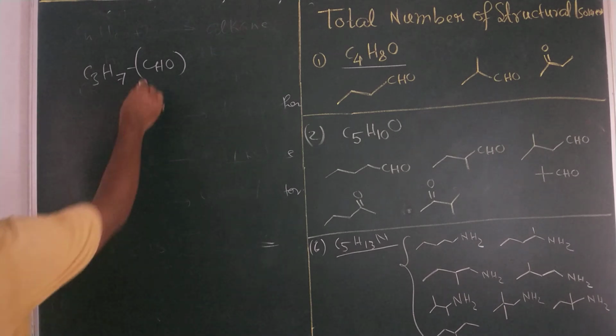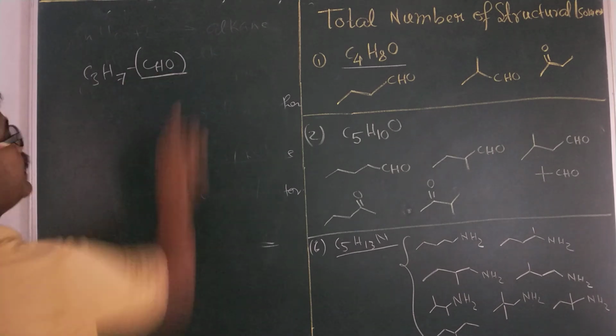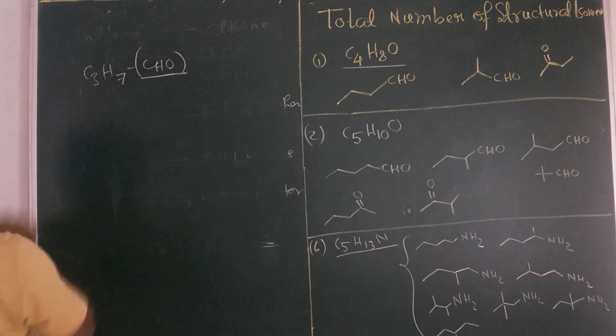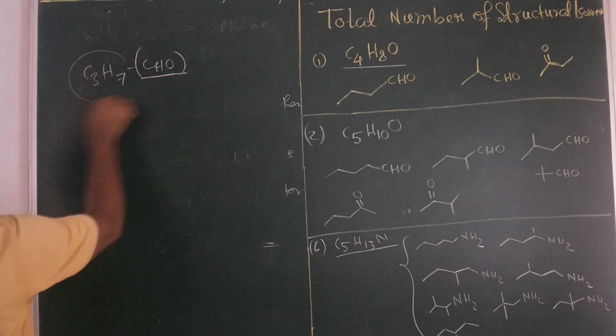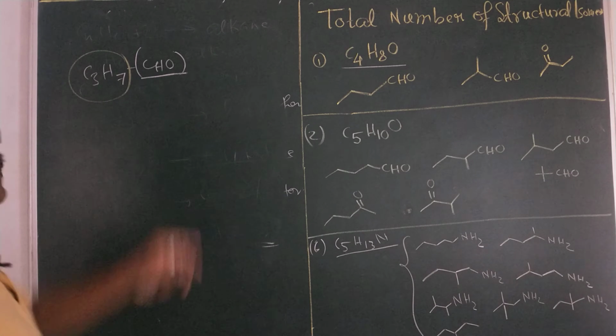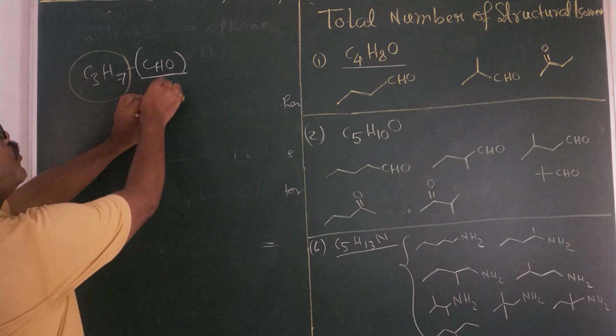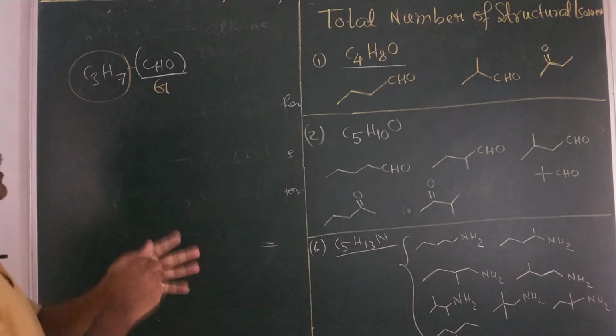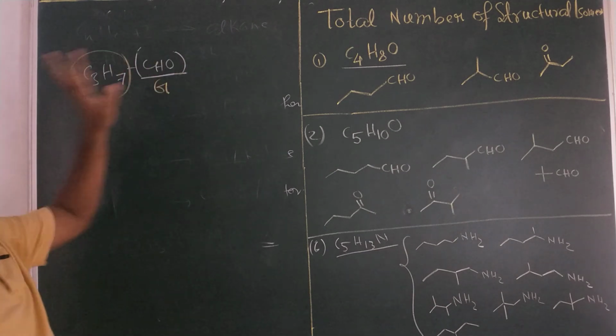Then if this group is the aldehyde group, here we need to see how many carbons are there. This part I need to see without this group. What is this group? It is the aldehyde group. With this aldehyde group, how many isomers can it have?